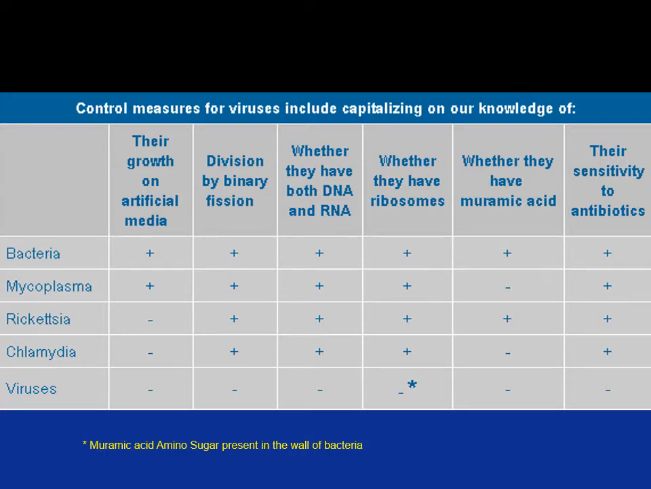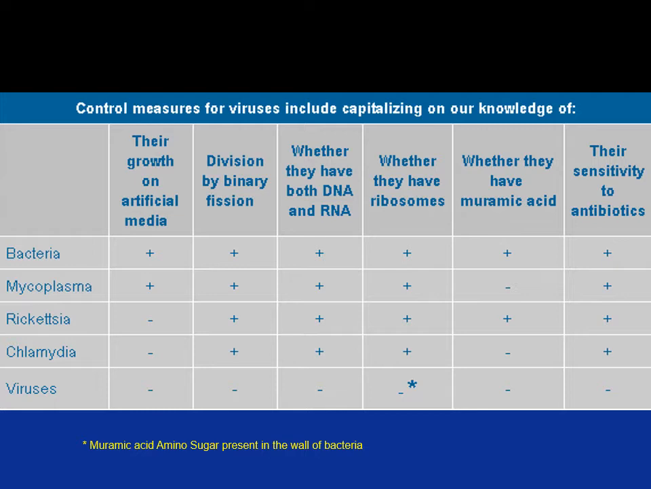Now, when we look at viruses and compare them to bacteria, for example, we find that viruses, as I said earlier, do not grow on artificial media, while bacteria can grow on artificial media. Bacteria can undergo division by binary fission, and this is not observed with the viruses. Now, bacteria usually have both DNA and RNA, as any organism. However, in viruses, you cannot have both. It's either DNA or RNA that is present.